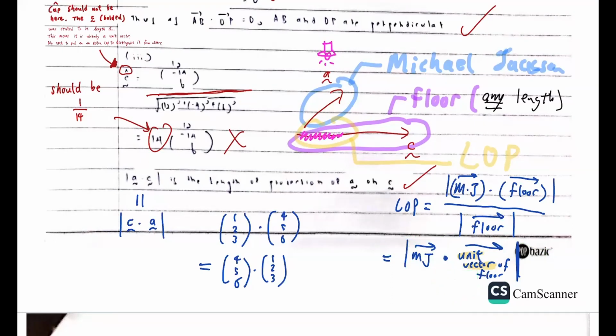But how do you identify the floor? The key is the unit vector. So over here, C is the unit vector, that's why it is the floor. On the floor. Vector A is the Michael Jackson. Does that make sense?